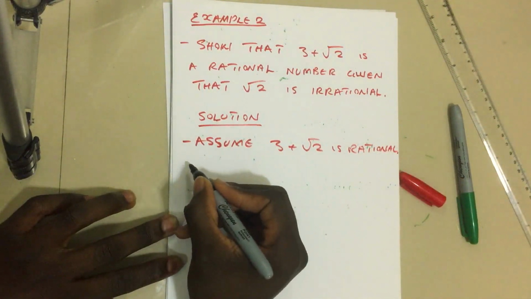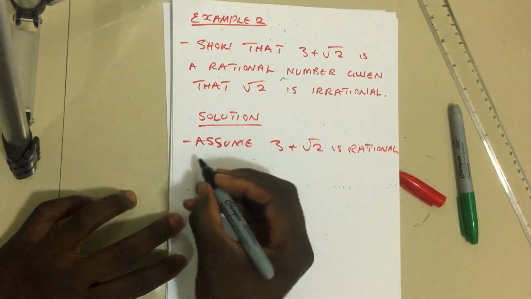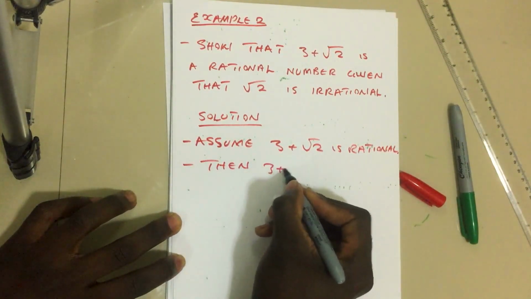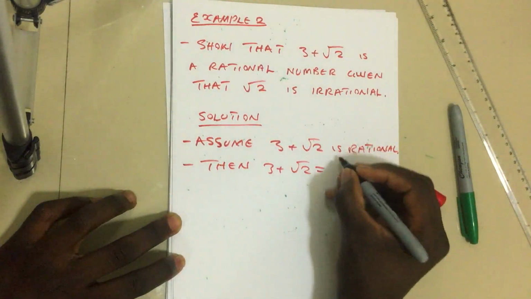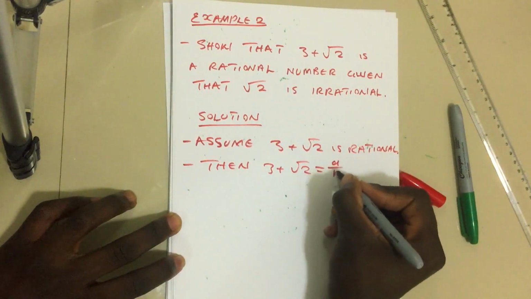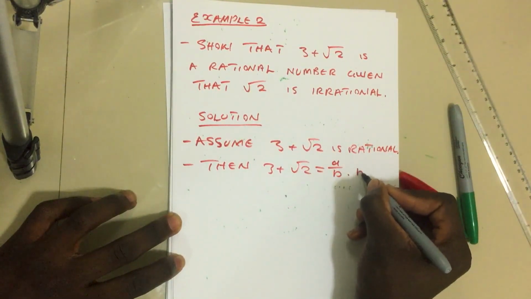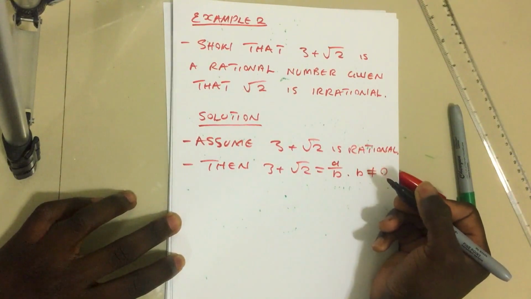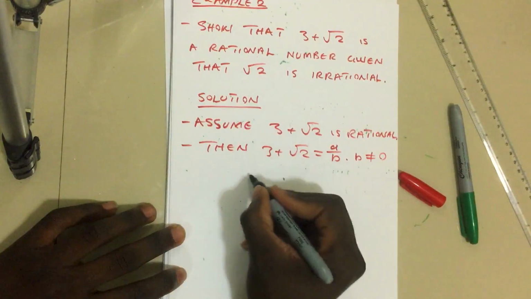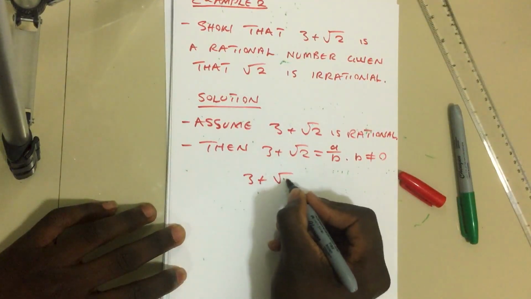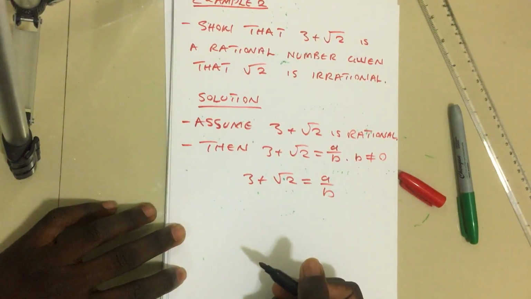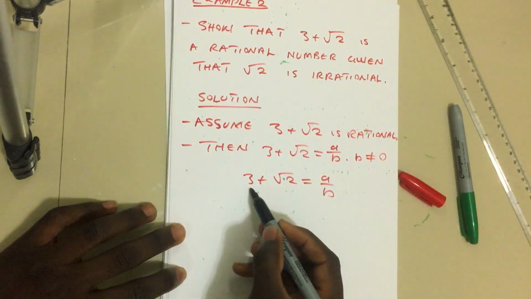All right, after assuming that, since we're assuming that this is rational, then this expression here, 3 plus the square root of 2, should be equal to, in the previous one we used m over n, in this case we can use a over b, and b should not equal 0. Now we're going to get our full expression here, which is 3 plus square root of 2 equals a over b. So in this case, we need to take the 3 to the other side.